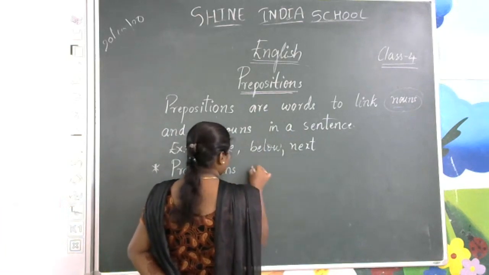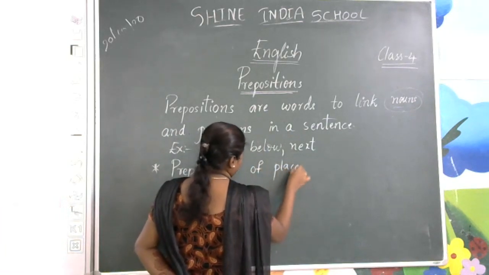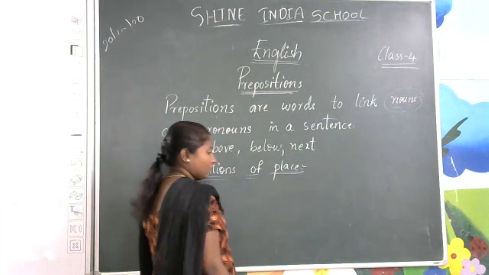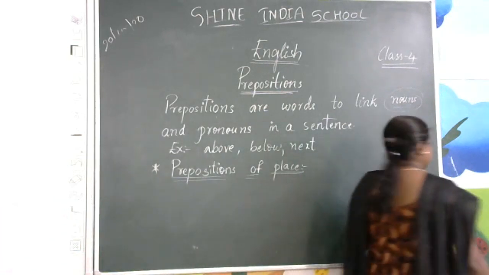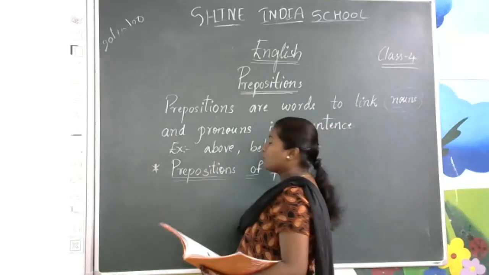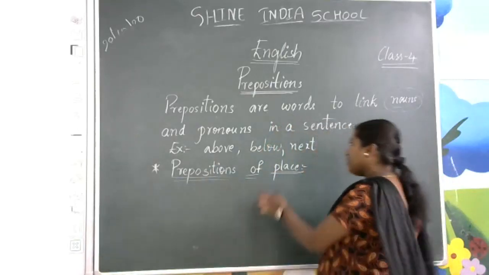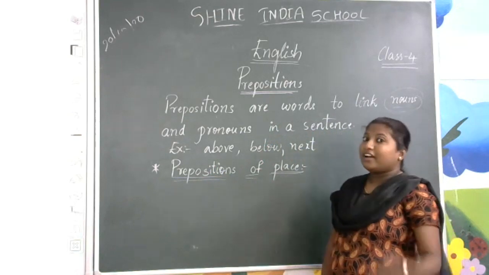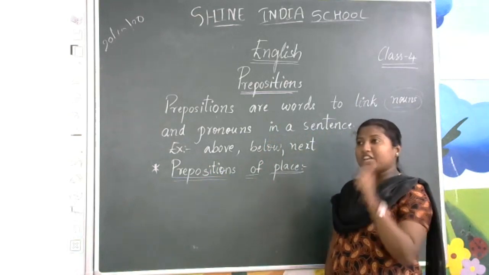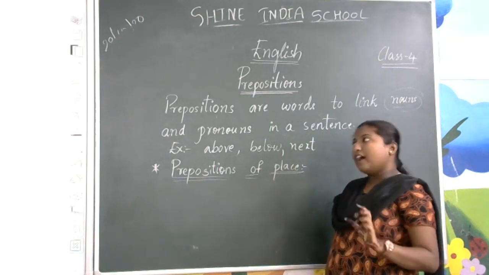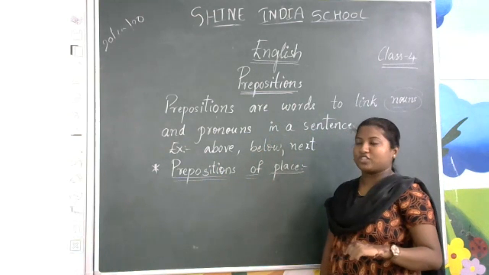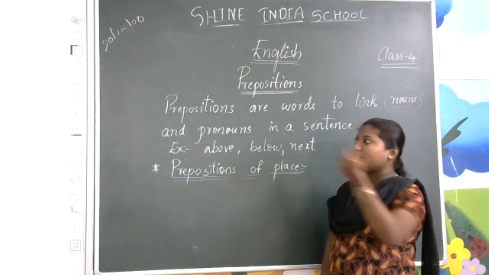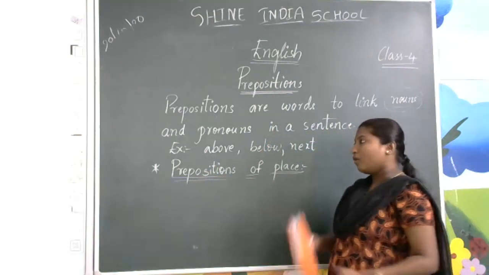Kinds of prepositions: prepositions of place. So we will see the examples. Prepositions of place. From the word itself, we can find out place. Place means the word which will tell us about the place. Those words come under prepositions. So we find the place words and check them in prepositions.